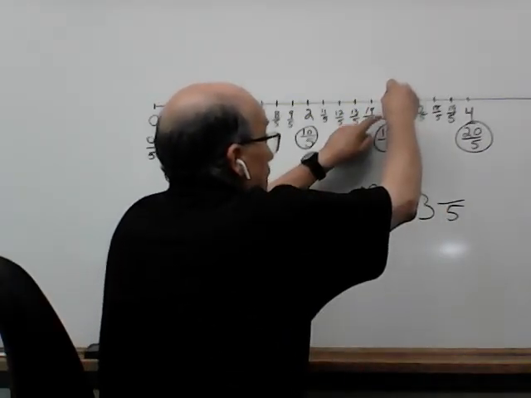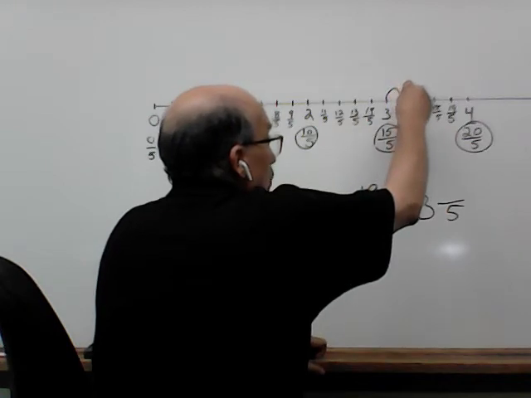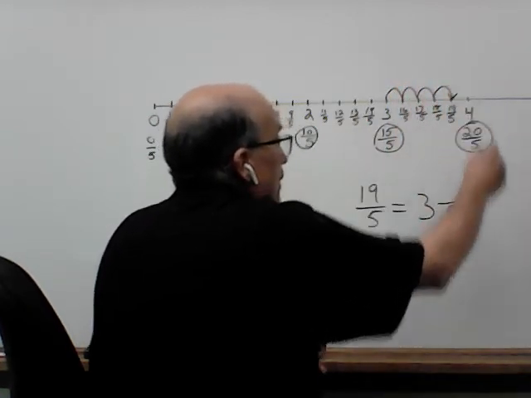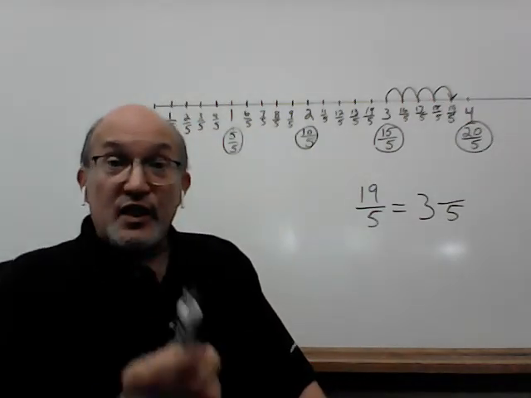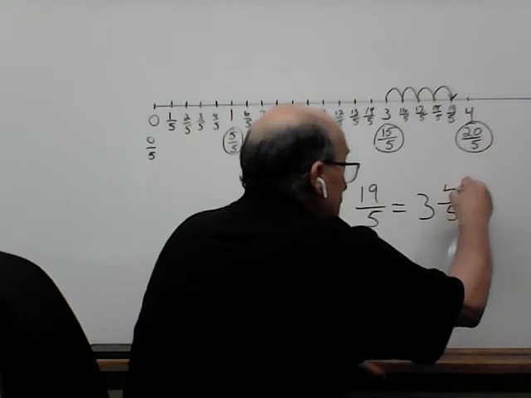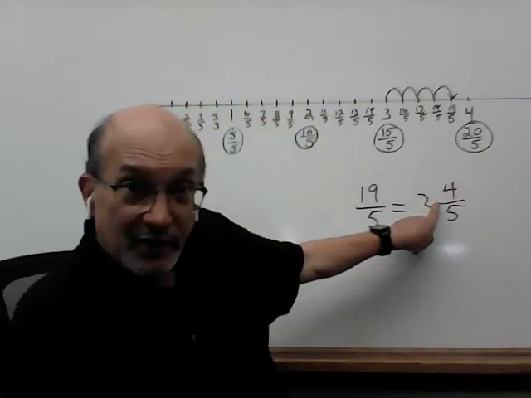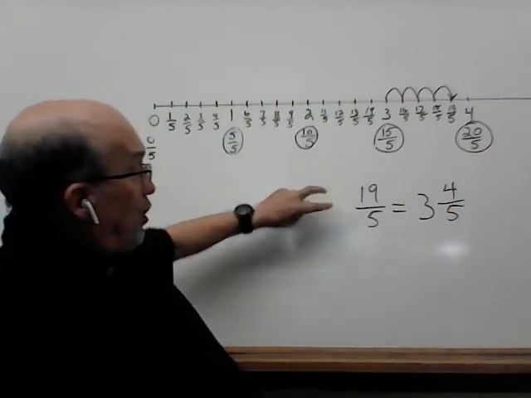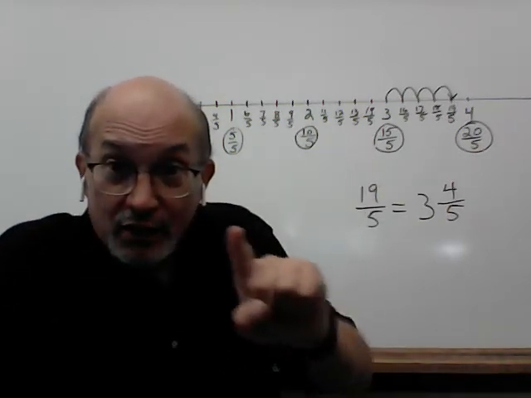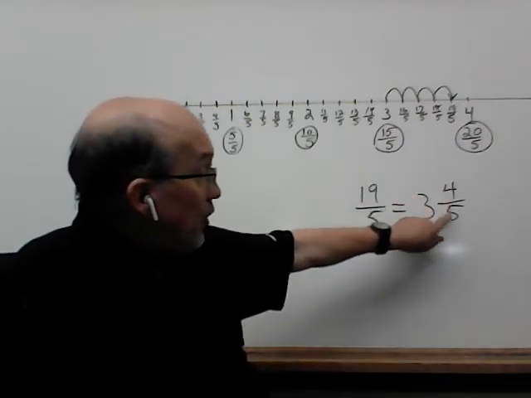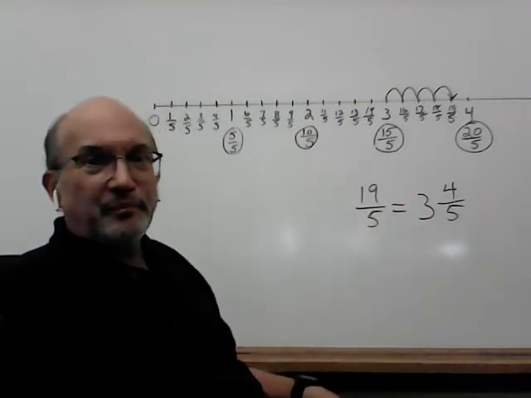Here's the whole number 3, which is 15 fifths. 1, 2, 3, 4. 19 fifths is 4 fifths past 3. It's 3 plus, you don't write a plus sign there, it's understood, 3 and 4 fifths. So 19 fifths is the 19th fifth past 0, and it is the 4th fifth past 3.